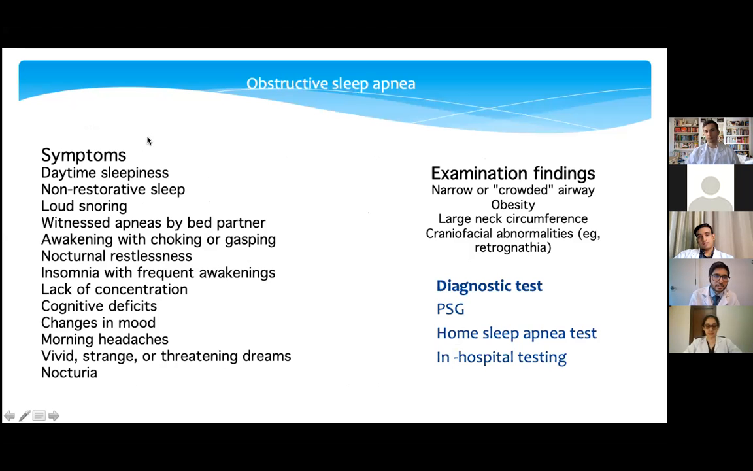The interesting thing to note is they could present with any symptoms, as simple as just lack of concentration, nocturnal restlessness, or just snoring, which most people do, but it's a particularly loud snoring. The partner would most likely be affected. In examination findings, you would find the crowded airway, obesity, large neck circumference, and retrognathia. The diagnostic test you would do is a polysomnogram. The patient also has a choice of home sleep apnea testing, or an in-hospital testing as well.